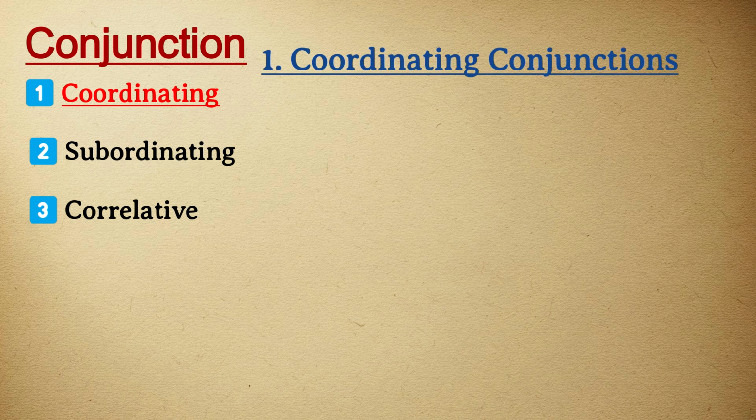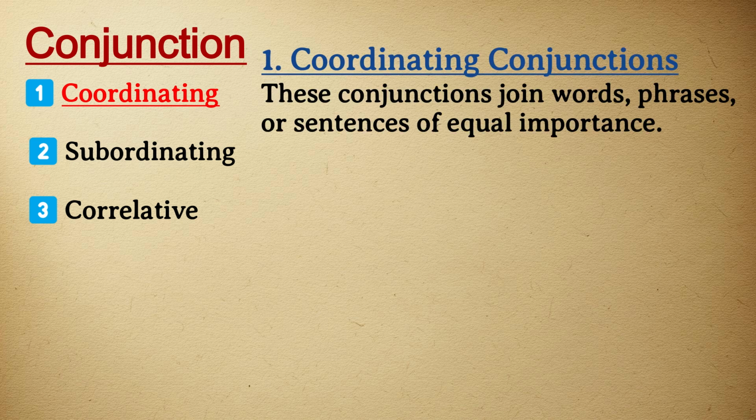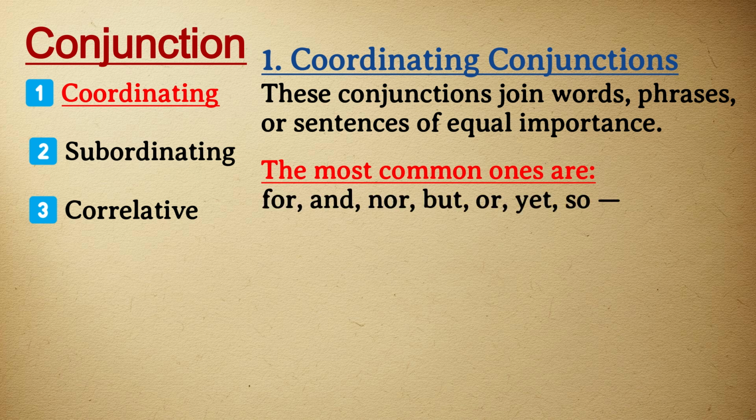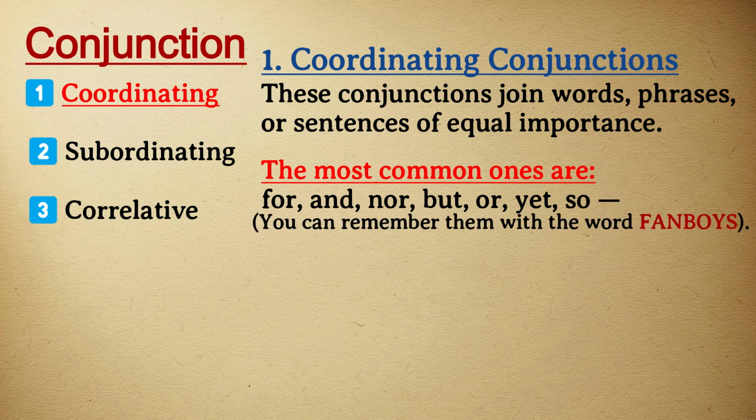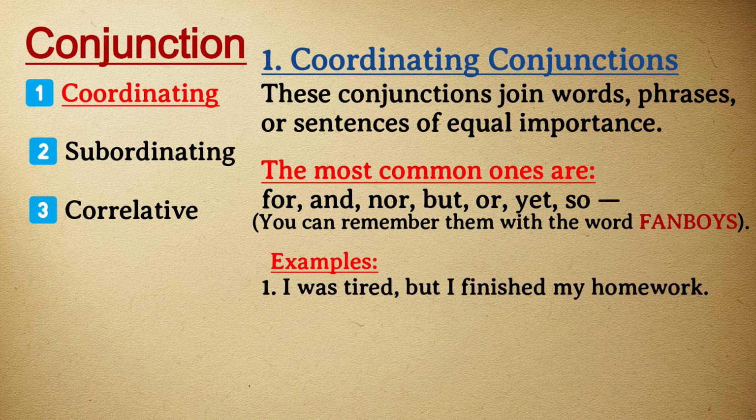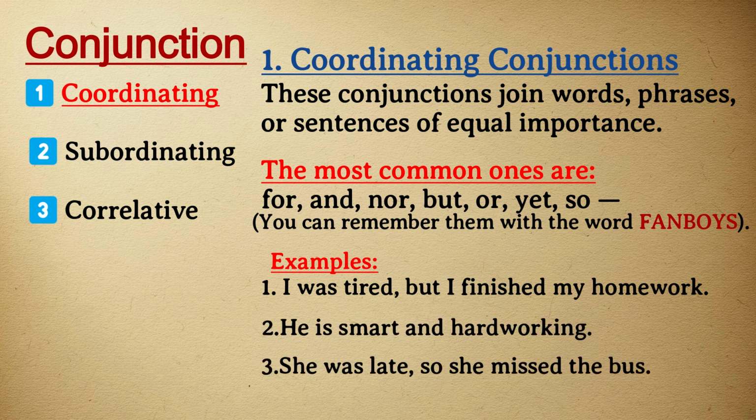1. Coordinating conjunctions. These conjunctions join words, phrases, or sentences of equal importance. The most common ones are for, and, nor, but, or, yet, so. You can remember them with the word FANBOYS. Examples: I was tired, but I finished my homework. He is smart and hardworking. She was late, so she missed the bus. Here, each conjunction joins two equal parts of the sentence.